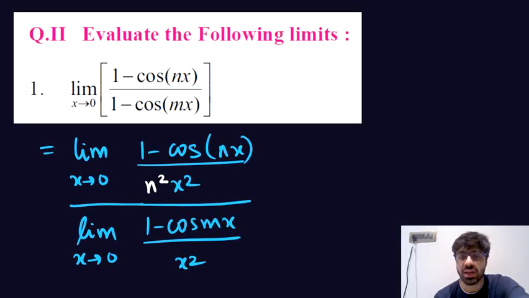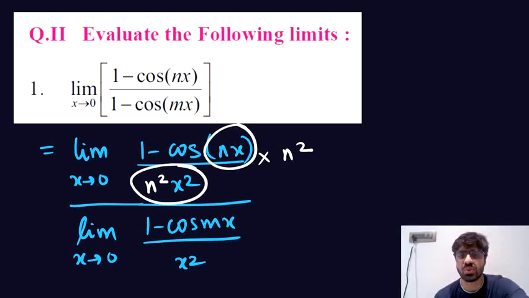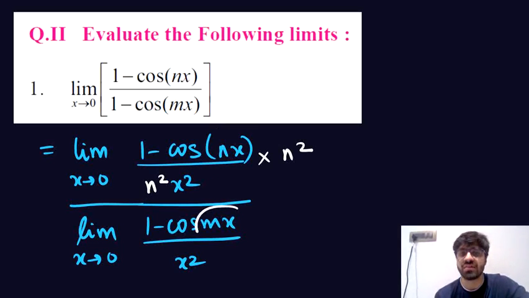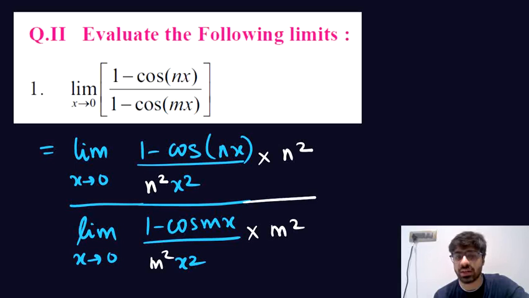We can write n square here and balance it with an n square here, because we had nx, we are trying to bring the square of it in the denominator. Similarly, we have mx here. So in the denominator, we will try to bring the square of this, that is m square x square. We write m square and balance it by multiplying with m square right here.